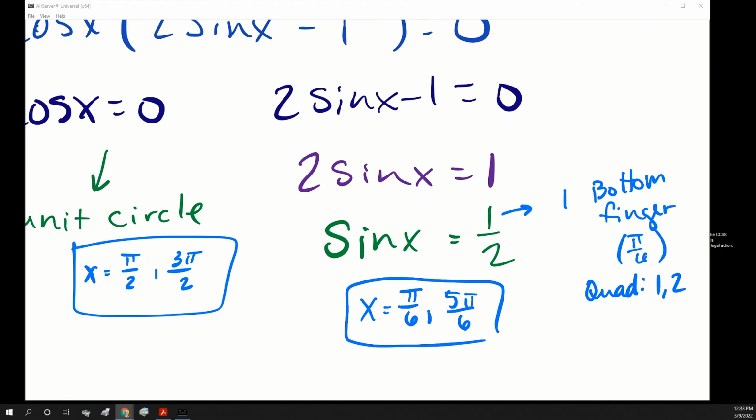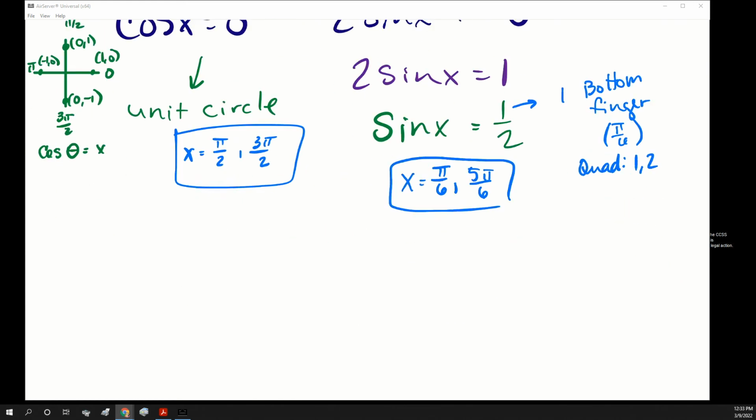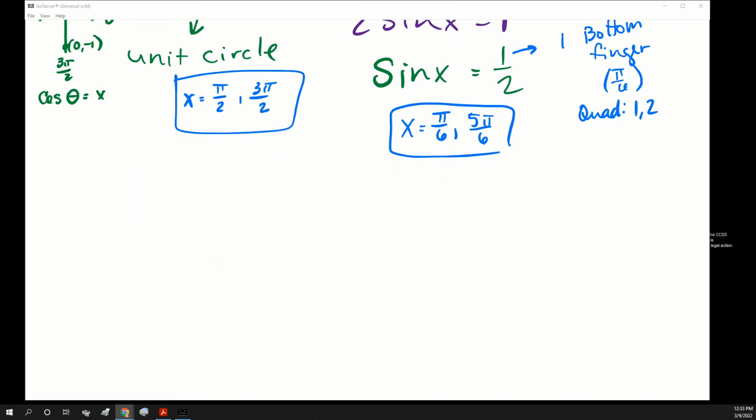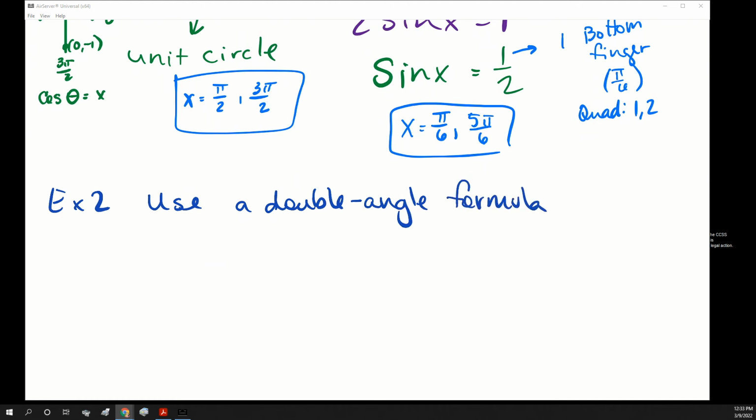All right, so hopefully that feels familiar to you. We've done a lot of those. All right, the rest of it is going to be pretty new. So the next one, for example 2, we're going to use a double angle formula to rewrite.